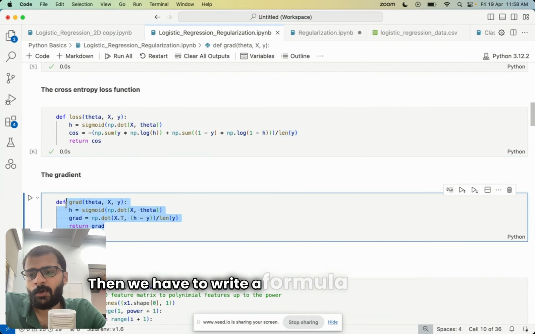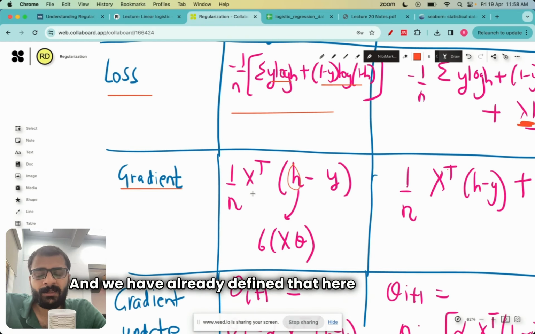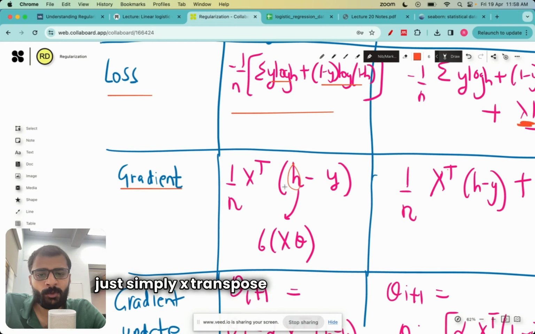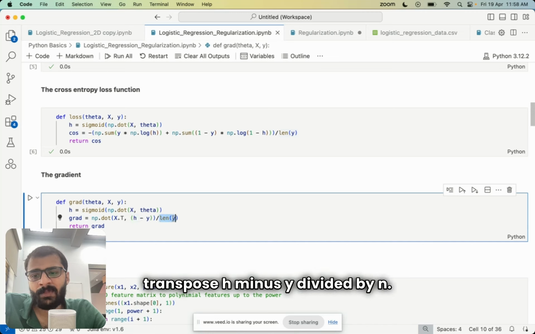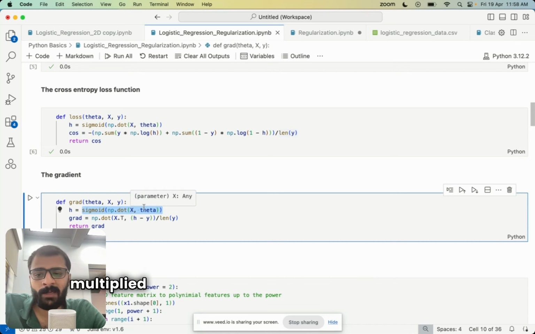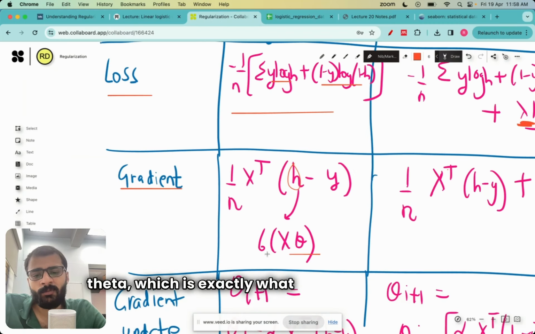Then we have to write a formula for the gradient, and we have already defined that here. The gradient is just simply x transpose h minus y divided by n. So if you see the gradient here, x transpose h minus y divided by n. And first we define h as the sigmoid of x multiplied by theta, or the dot product between x and theta, which is exactly what we had written here.